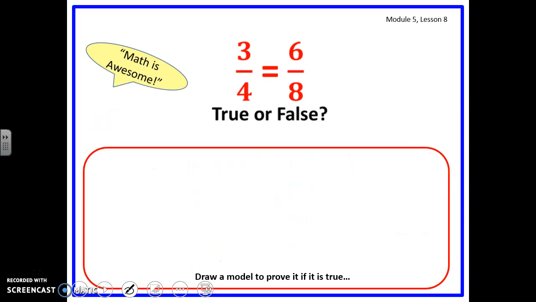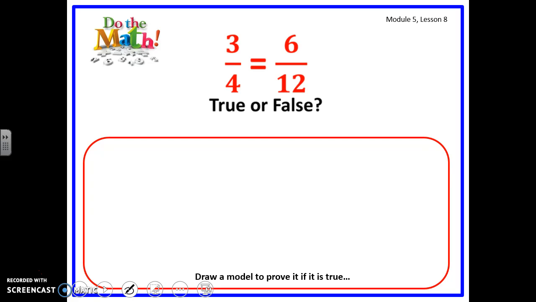Okay. Is 3/4 equal to 6/8? Well, pretty simple. We can draw a model to prove it's true, or we can use multiplication. So let's see. 3 over 4 times what gets me 6? 3 times 2. So now I have to multiply the bottom by 2. Because what I do to the numerator, I must do to my denominator. Put my fraction bar in between. Is 3/4 equal to 6/8? Yes, we just used multiplication to prove it.